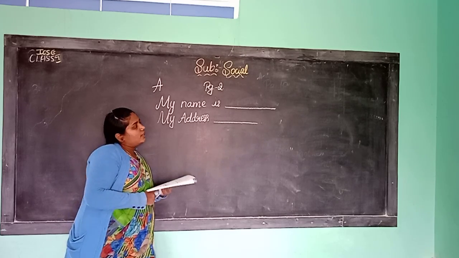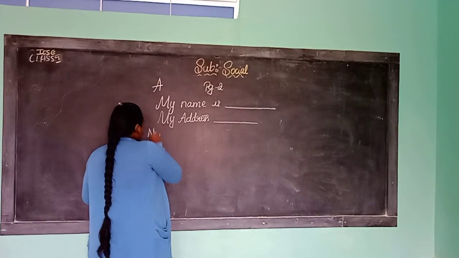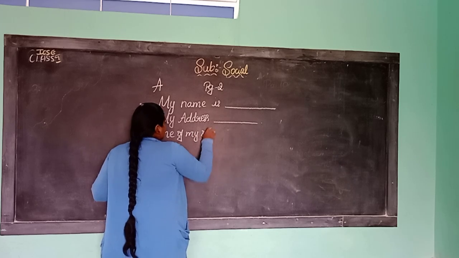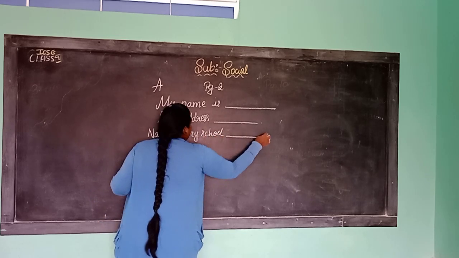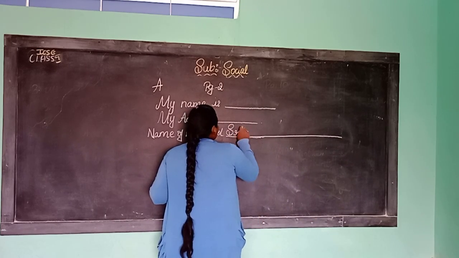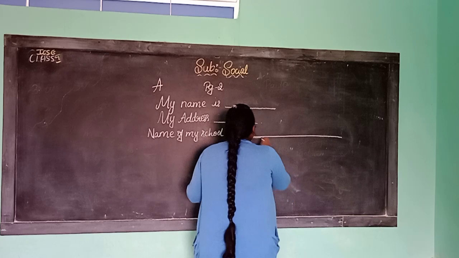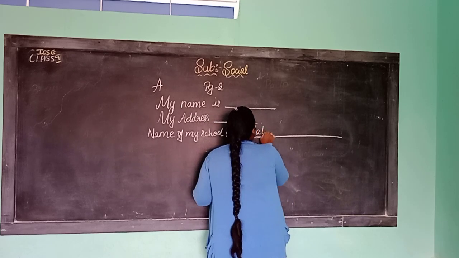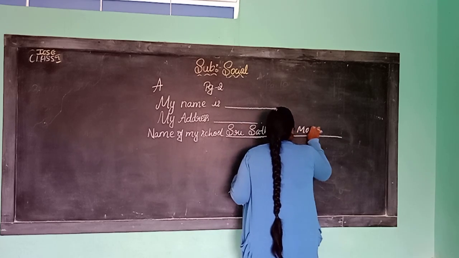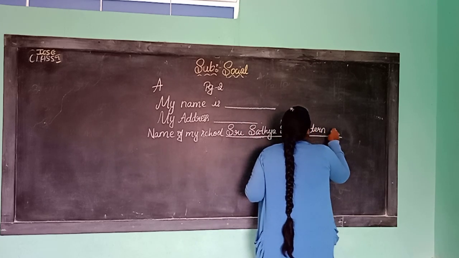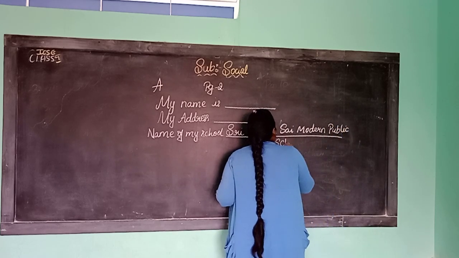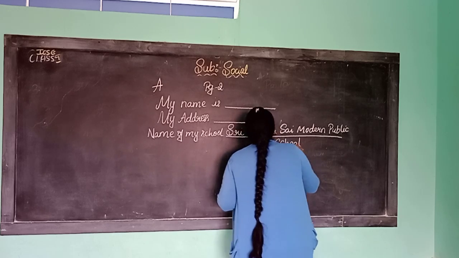Finish, students. Name of my school. What is your school name? See the board. I will write the school name on the board, children. Shri Satya Sai Modern Public School. So write it in your textbook, children.